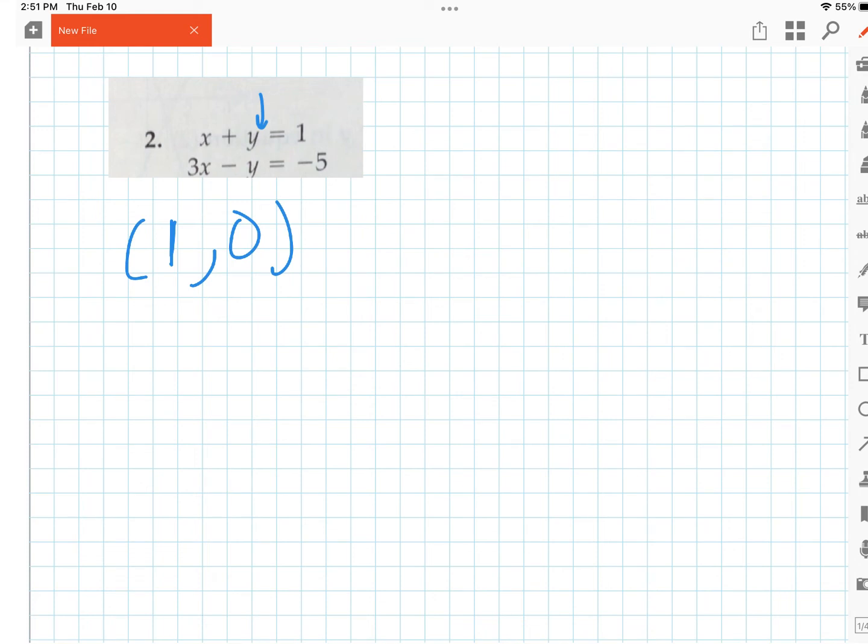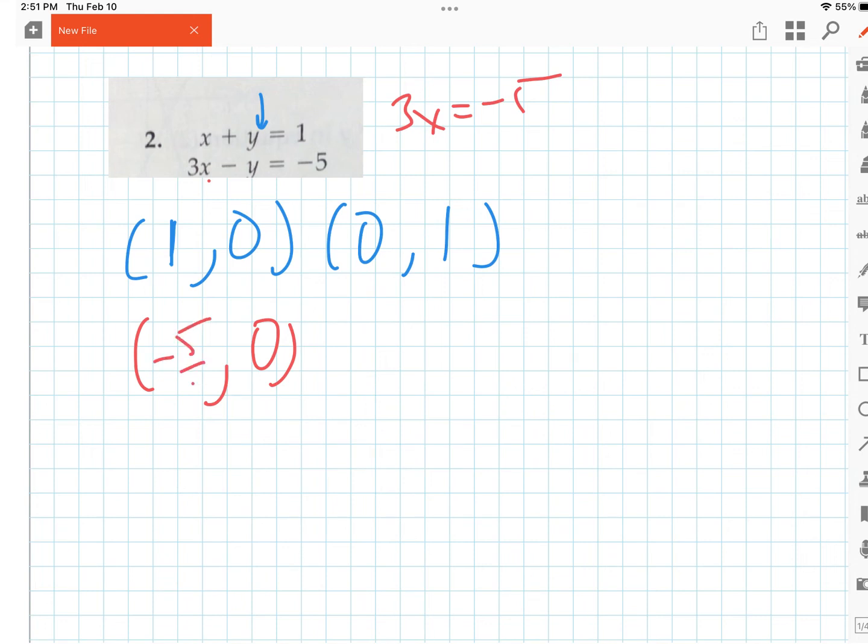And then for the other one, for the y-intercept, x is 0. If x equals 0, y equals 1. So that tells me this graph crosses at those two axis points. Then the other one, if y is 0, x is going to be, so I've got 3x equals negative 5, so that tells me x is negative 5/3 or negative 1 2/3.